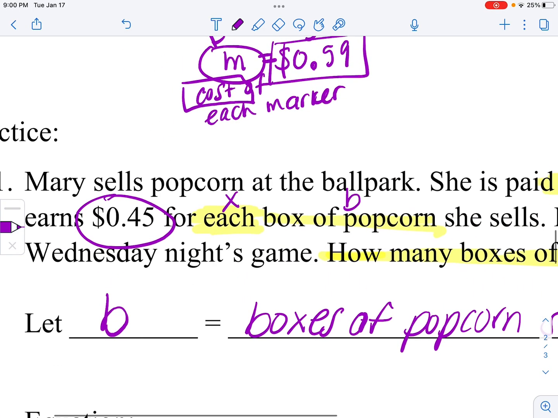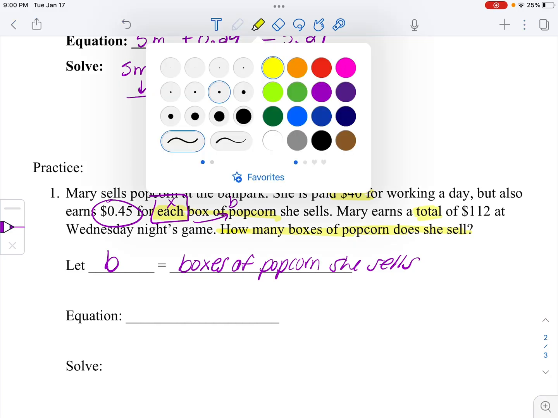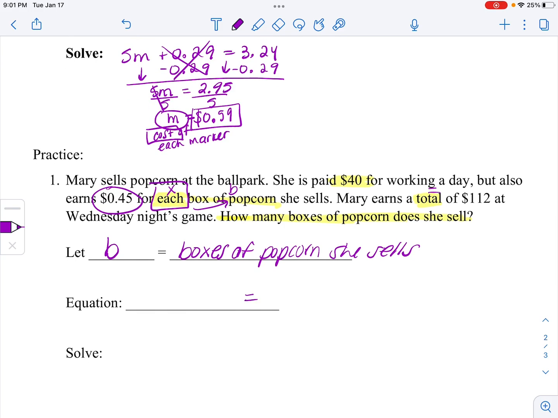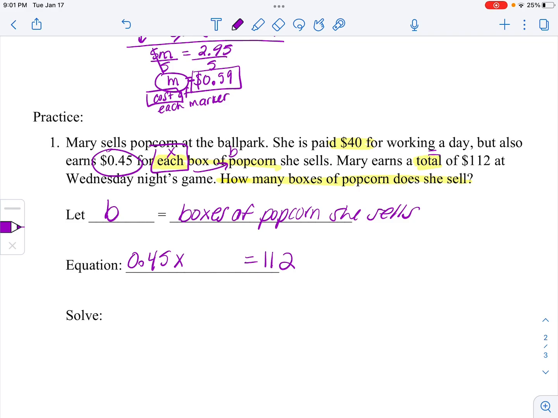So look what I'm doing here. I'm taking 45 cents and I'm multiplying it with B. I'm taking a number and a letter and I'm putting them together. And she earns a total. There's another word which I just taught you what it meant. That's your equal sign. So we could finish this off with equals 112. And we could put in 0.45B. But she's also being paid an extra, so in addition, she's getting that $40.